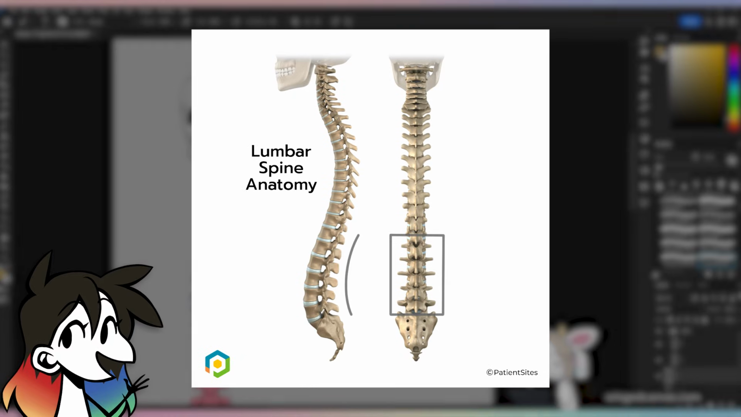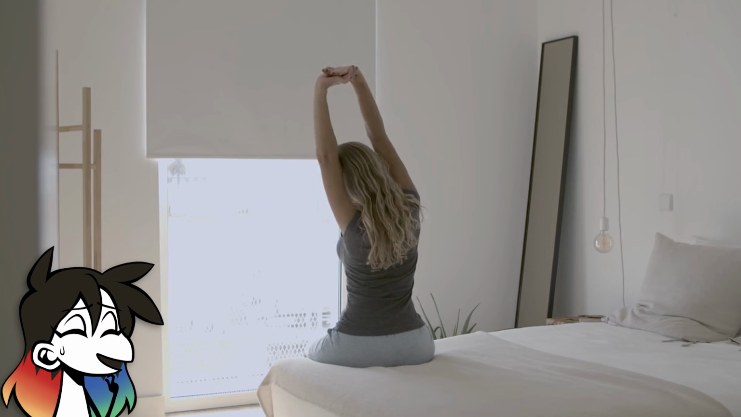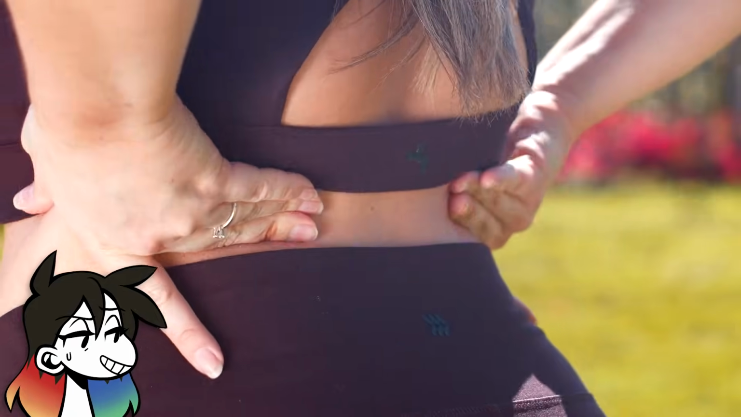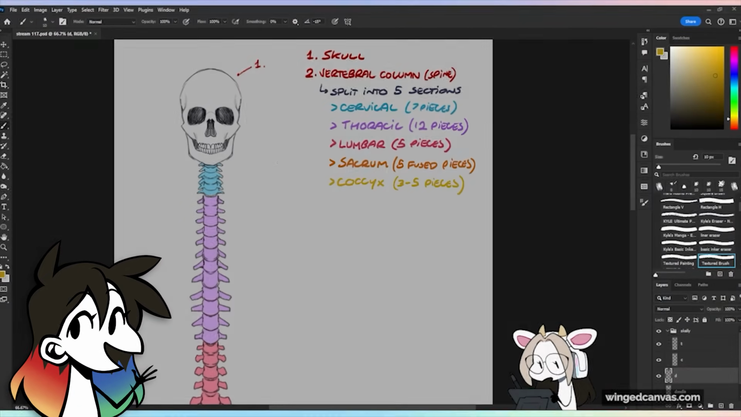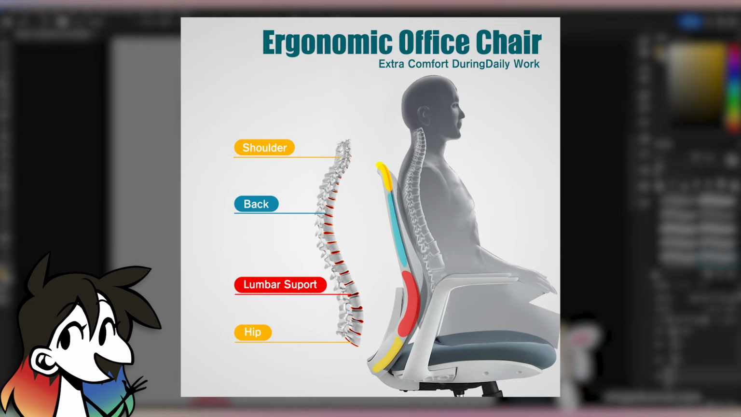The lumbar is your lower back. This is the part that bends, that lets you wobble from side to side. Also the part that has the most problems. It's very common to have a lot of problems in your lumbar spine, which is why a lot of people are like, oh, this chair has lumbar support, because you need support for your lumbar more often than not.